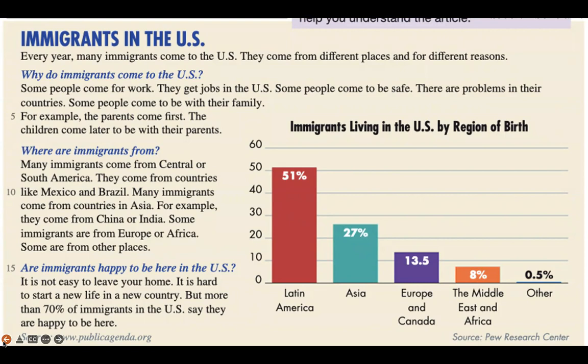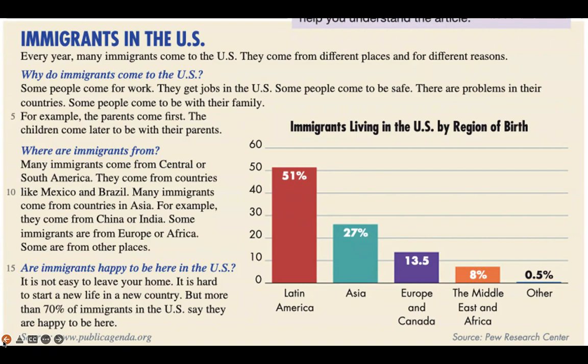Where are immigrants from? Many immigrants come from Central or South America. They come from countries like Mexico and Brazil. Many immigrants come from countries in Asia. For example, they come from China or India. Some immigrants are from Europe or Africa. Some are from other places.